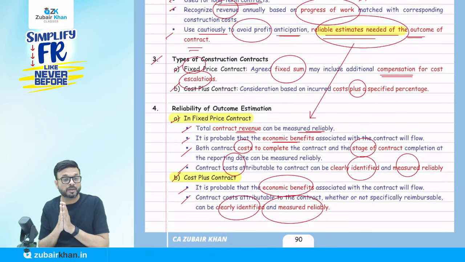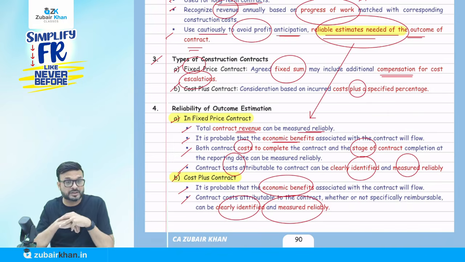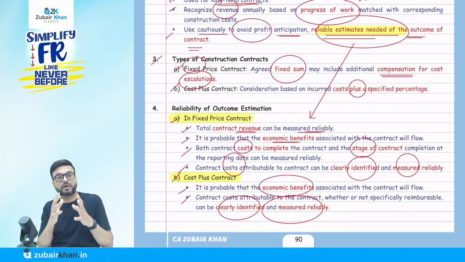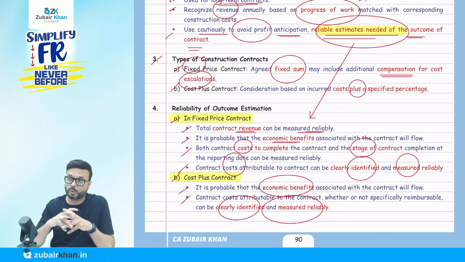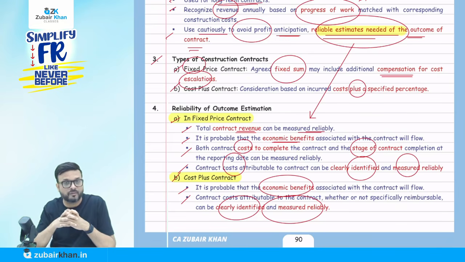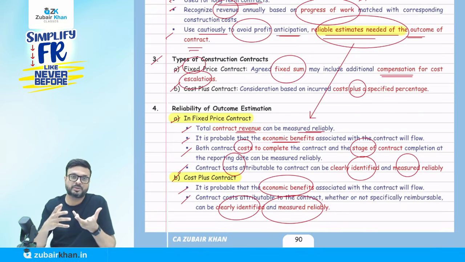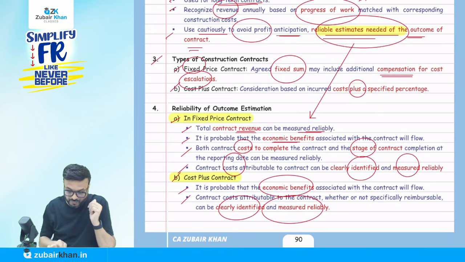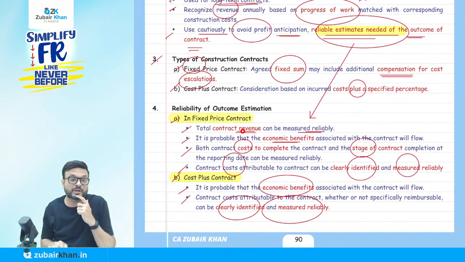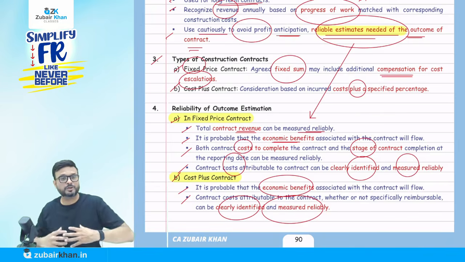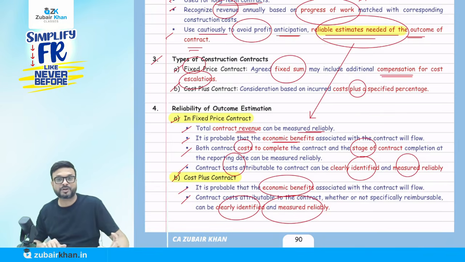You know that in point number B, when we talk about the cost plus contract, they didn't mention what? They didn't mention the revenue part. The reason is that when we talk about the cost plus contract, we are going to take the total contract cost and add the pre-decided percentage of profit. So there is no separate point about revenue. But when it comes to the fixed price contract, the contract revenue can be measured reliably. They're mentioning that here. Anyway, to be honest, point number 4 is not so important. What is important, I will come to that.